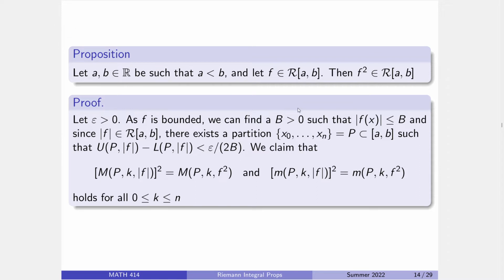That's what I get. All right, so I claim that if you look at the supremum of the function f squared on the subinterval k of the partition P, that is the same thing as the supremum of the absolute value of f on the k subinterval of the partition P, quantity squared. So in other words, I can pull squaring out of this thing, but I'm going to get absolute value when I do that. All right, cool.